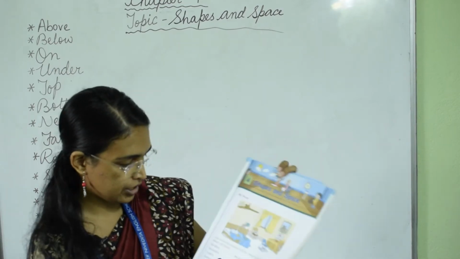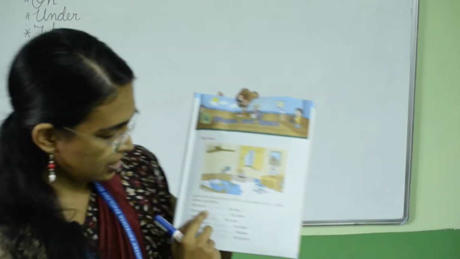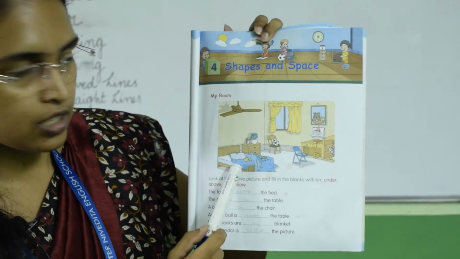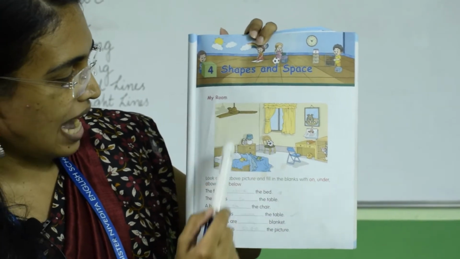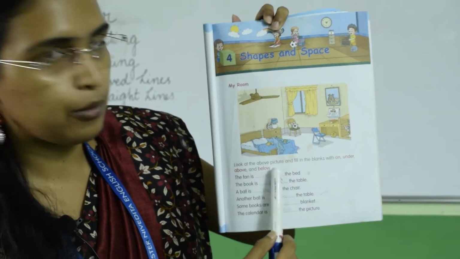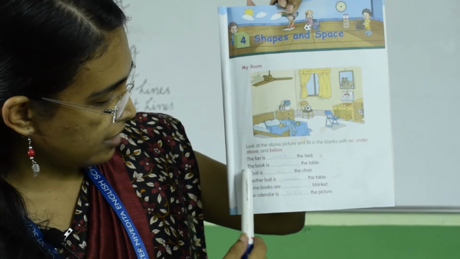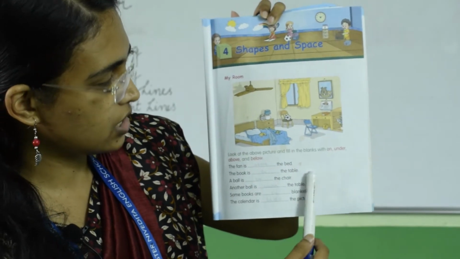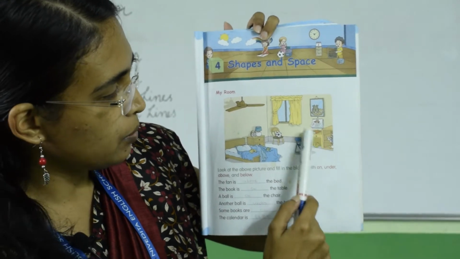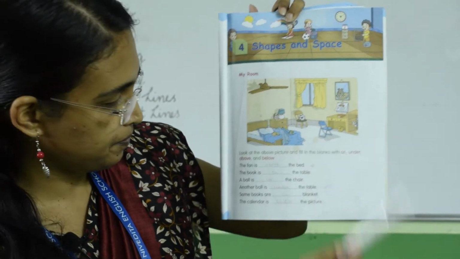Your first question is, the fan is dash the bed. Can you see the fan? And this is the bed. Where is the fan? Above the bed, right? So you have to write here above. Then next question is, the book is dash the table. Where is the book? Book is here. So where is the book? Book is on the table.